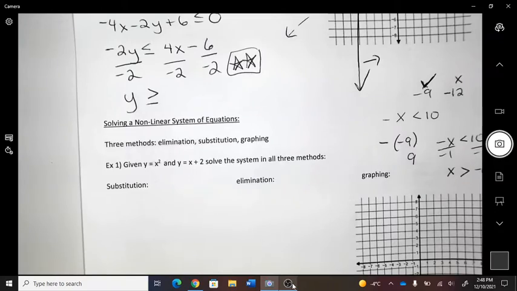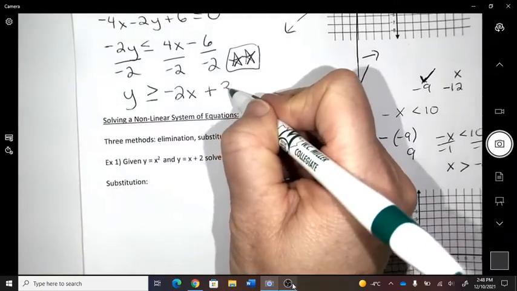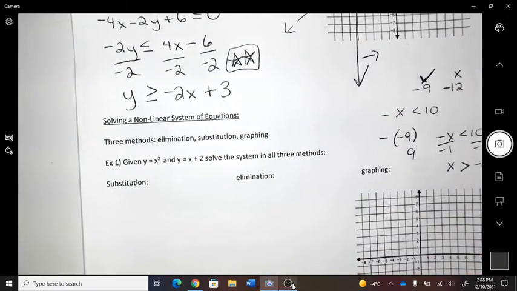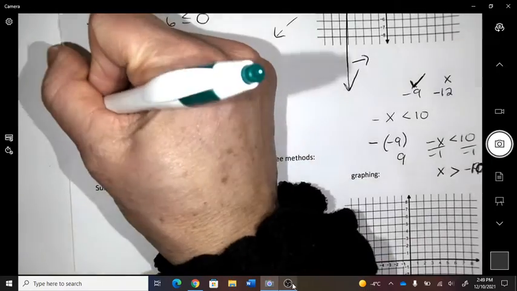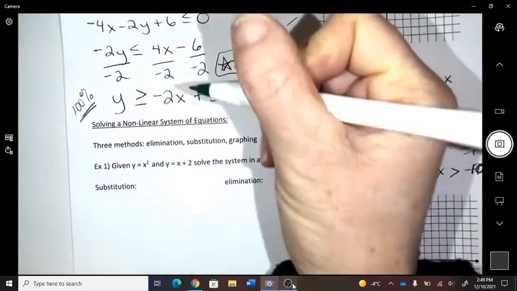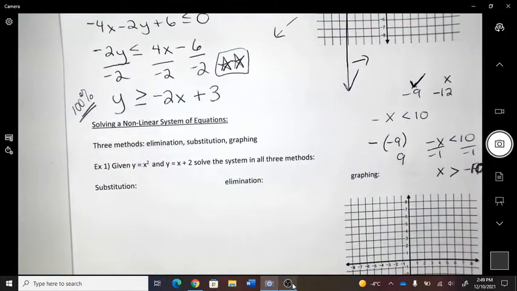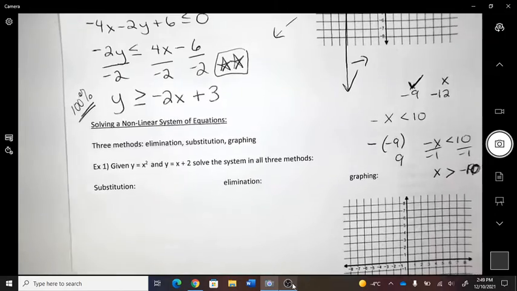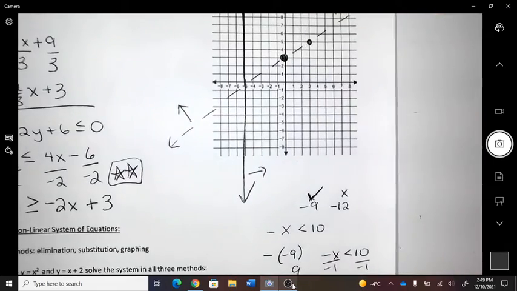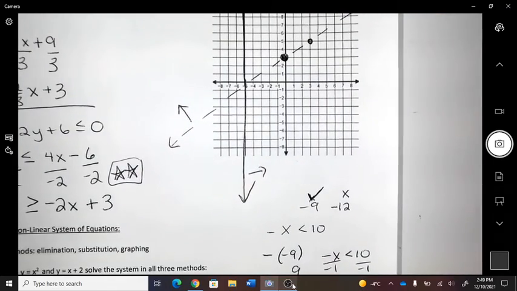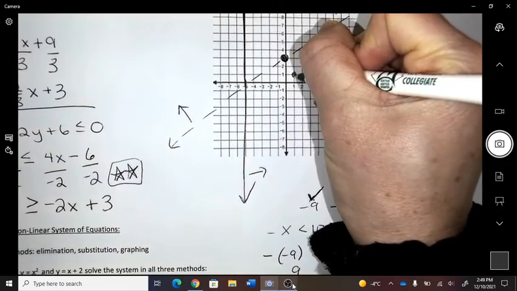What's my slope number? -2. Negative 2x plus 3. Okay, so there's a 100% chance on the test that I will have to put one of those on there. So same y-intercept actually, right? The other one was at 3. Now I'm going to go down 2, right 1.